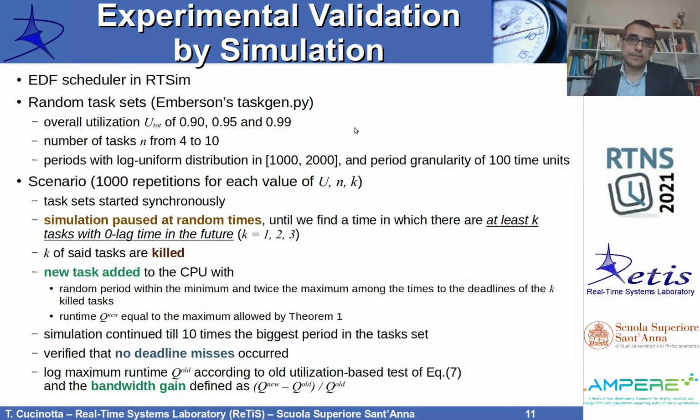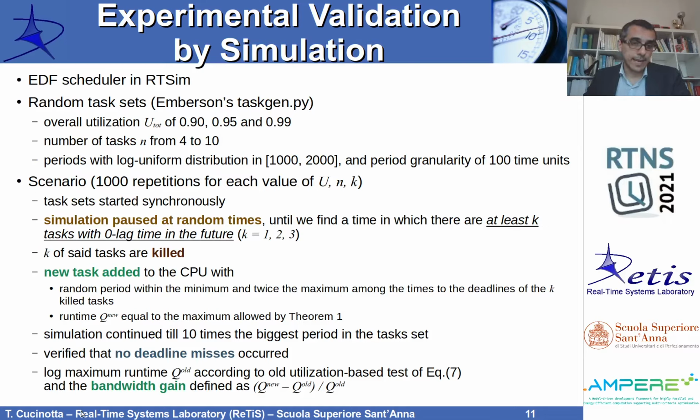We made some experimental validation of this theorem by simulation. We used the RTSim real-time system simulator, which can perform simulations of a number of different task sets, different conditions, different tasks, with single-core and multi-core platforms, and different schedulers. We used the random task set generator by Emberson, generating task sets with an overall total utilization of 0.90, 0.95, and 0.99, with number of tasks from 4 to 10, and periods with a log-uniform distribution between 1000 and 2000 time units, with a period granularity of 100 time units.